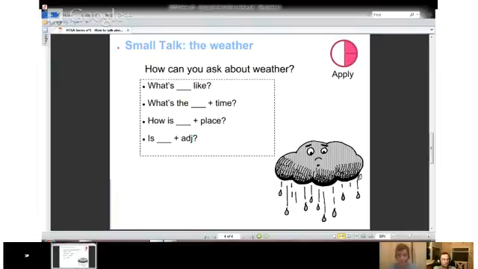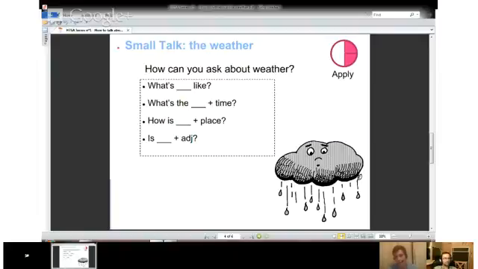Maybe I could ask Nihan, look at the second one. What's the question I'm asking there? The second bullet point. When I say time, you can put in a time reference. What's the weather in your country? Well, that would be the third one. Your country would be a place. Let's do the third one. Just change it to how. How is the weather in your country? How's the weather in your country?